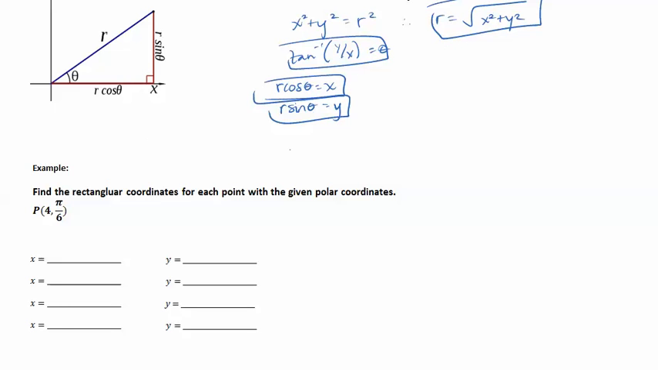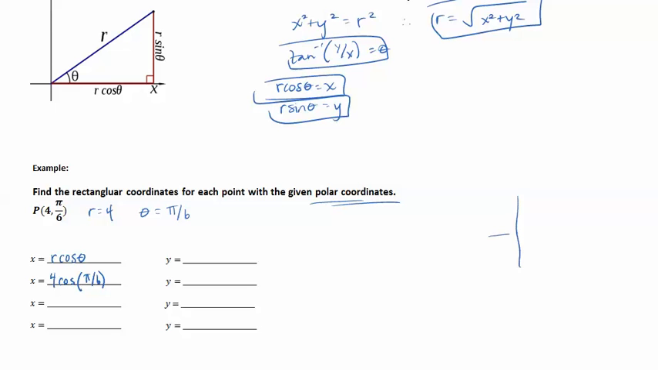So let's look at an example. It says find the rectangular coordinates for each point with the given polar coordinates. So we're starting with polar, we're starting with r and theta, and we're asked to find x and y. So for this example, we have r equal to 4 and theta equals pi over 6. So to find the rectangular coordinates, we need to find out what x is and what y is. So we have x is equal to r cosine theta. That's the first place to start. We can plug in those values. So we have r is 4 cosine of pi over 6. And we can solve that. So we have cosine of pi over 6.